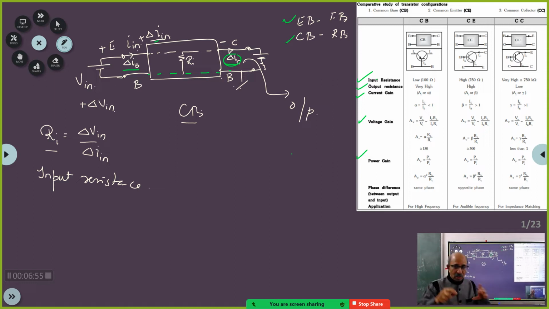Now that means I am not putting any Ri there. Now I am modeling. See, there is resistance between emitter and base. There is resistance between collector and base. There is resistance between emitter and collector.